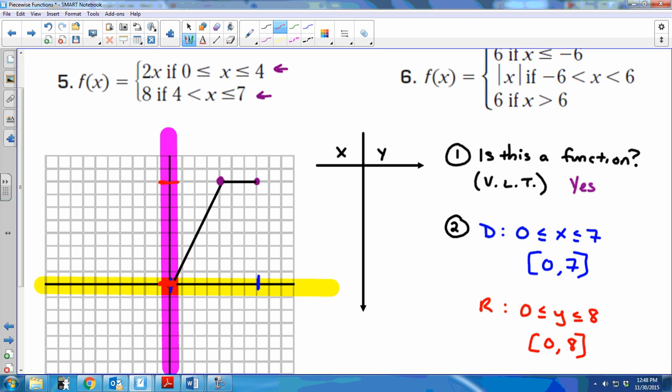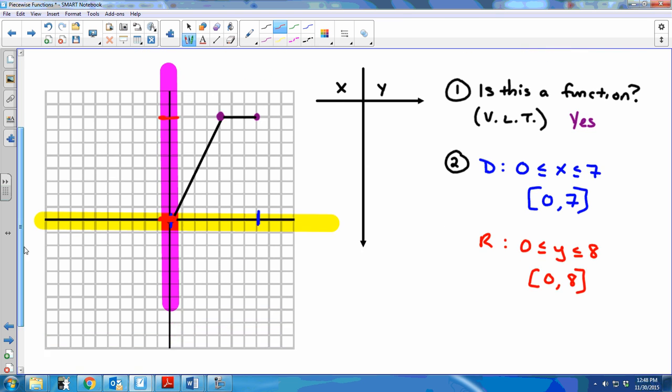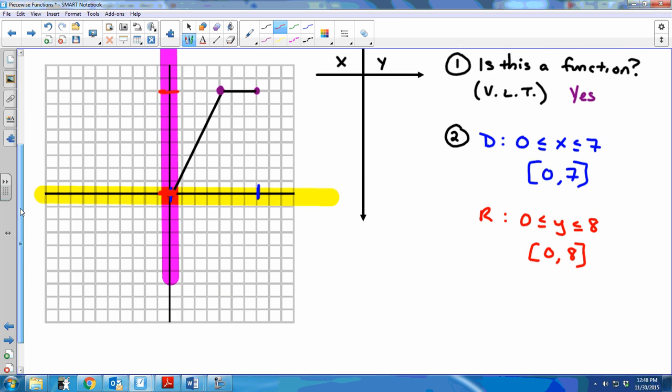Questions about domain or range for this question? They might ask you about that. All right, and then the last thing they might do is ask you about function notation, and I'm going to do that up here.